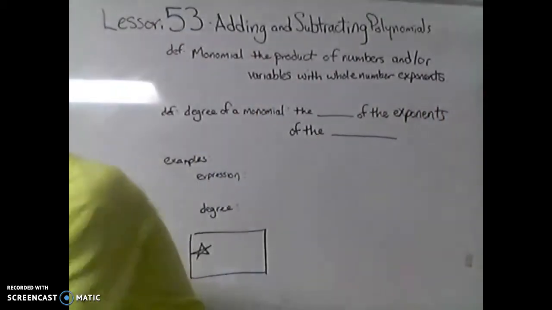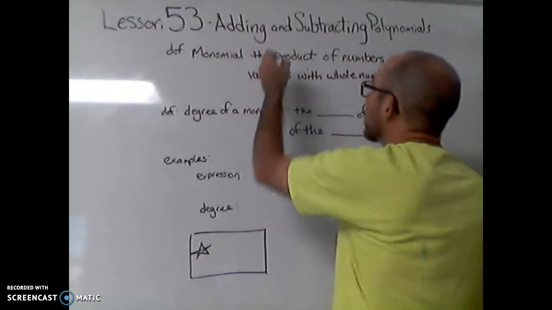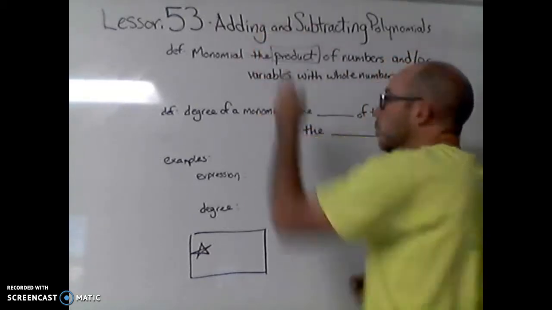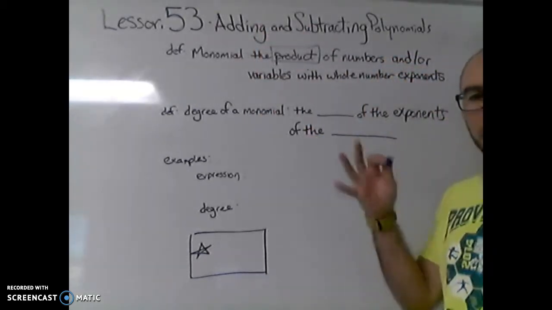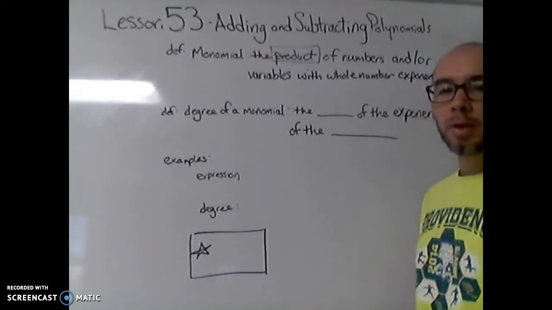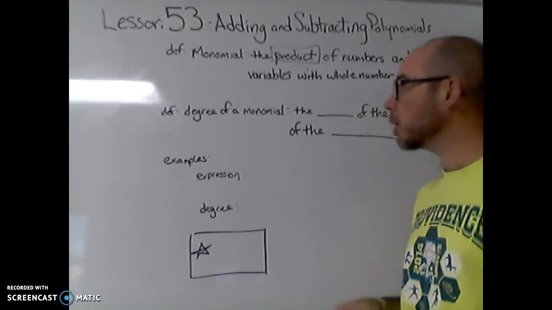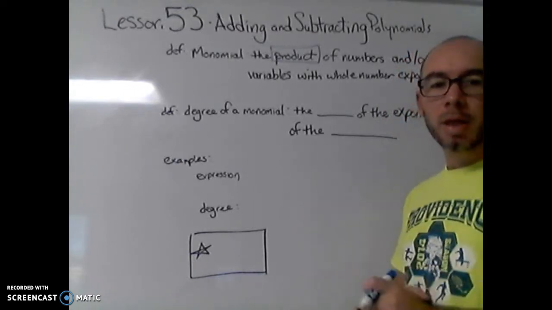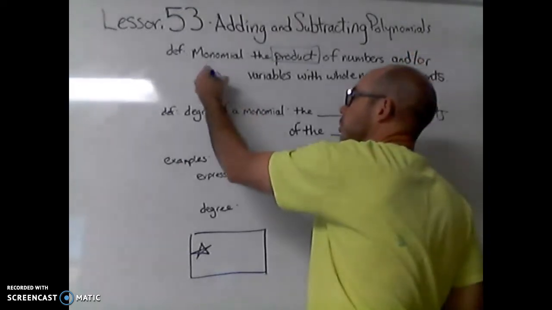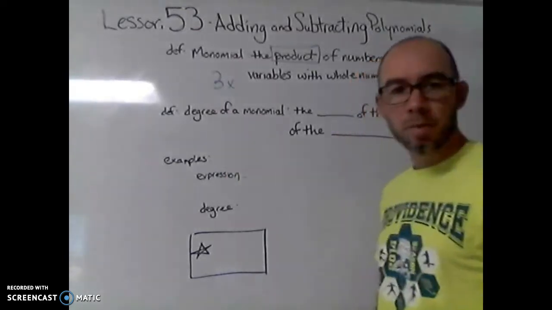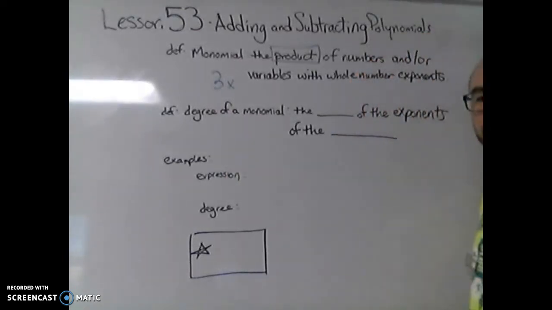First of all, it says the product means that things are being multiplied by each other. We don't need to put a little times symbol there anymore. We're just going to put numbers and letters next to each other, like 3x means 3 times x.